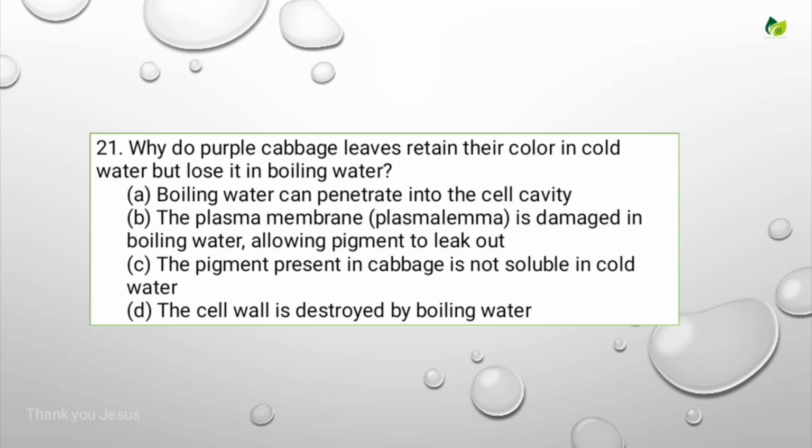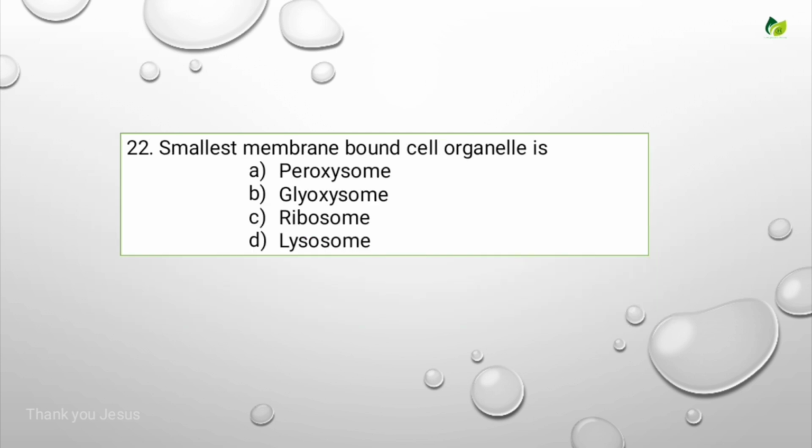Why do purple cabbage leaves retain their color in cold water but lose it in boiled water? Options are: boiling water can penetrate into the cell cavity; the plasma membrane is damaged in boiling water, allowing pigment to leak out; the pigment present in the cabbage is not soluble in cold water; the cell wall is destroyed by boiling water. For this, the correct answer is the plasma membrane or plasmalemma is damaged in boiling water, allowing the pigment to leak out. Let's see the next question.